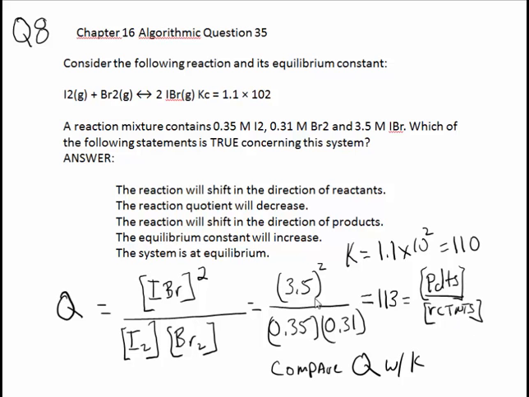In this case, when you plug these numbers in, I calculated 113, but in fact all these are given to 2 significant digits, so this value should be 110. The Q is 110, K is 110. That means they are at equilibrium with these concentrations.